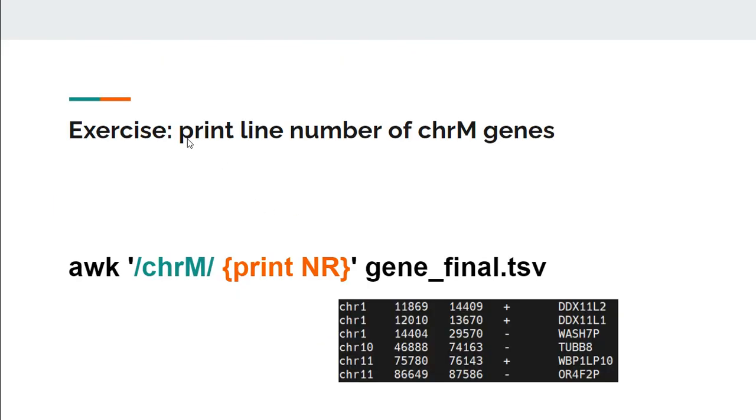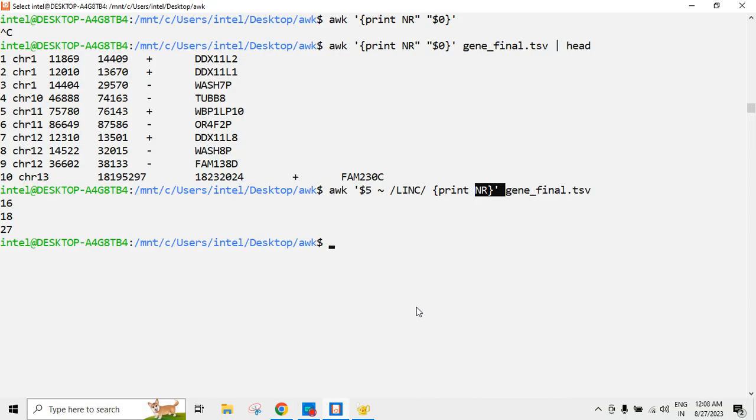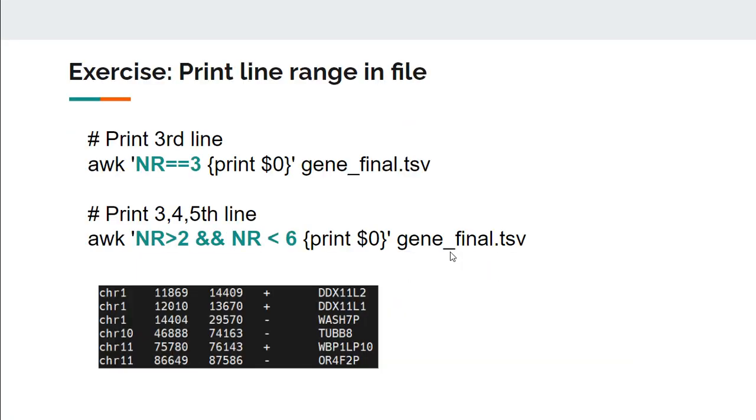Yeah, this is an example in a print assignment, like print line number of, let's say, chromosome M genes. Okay, so you can put chromosome M, then print NR will give you the line which is matching.